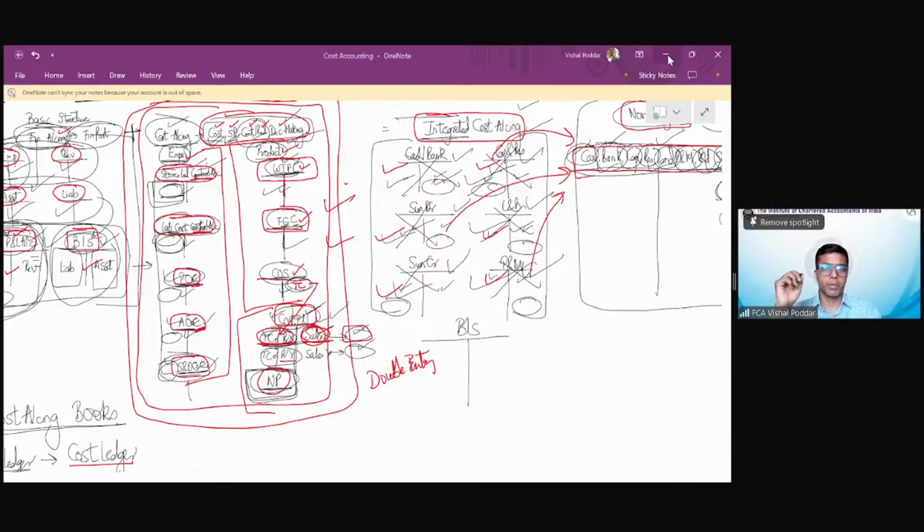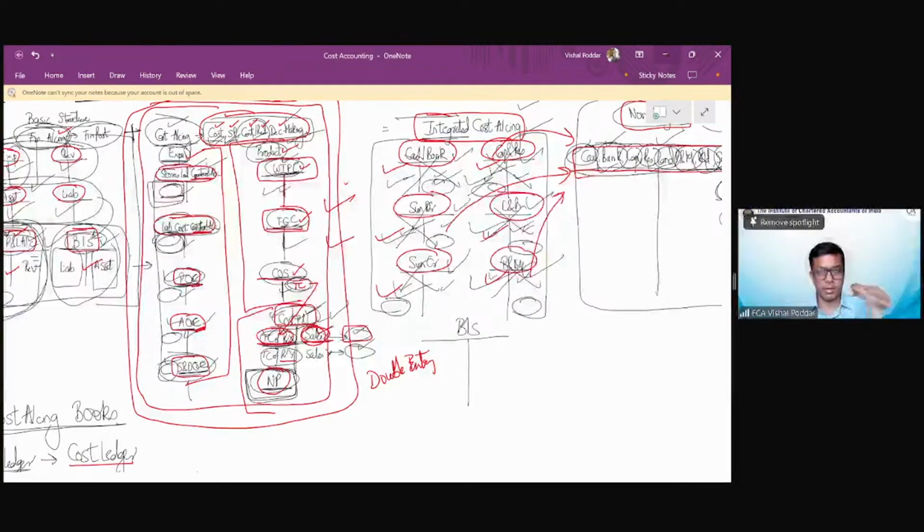Okay. Now to complete double entry, I need some more accounts. What are these accounts which I will need for completing my double entry? These are the accounts relating to various assets and liabilities like the cash and bank account, capital and the reserve account, debtors, creditors, other assets like land, building, plant, machinery, etc.